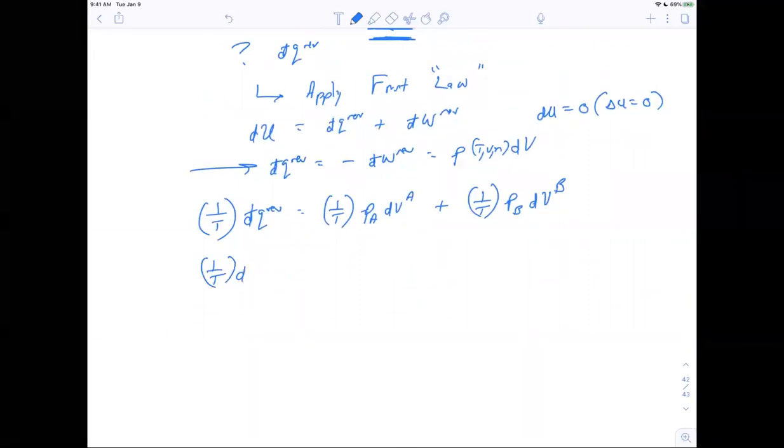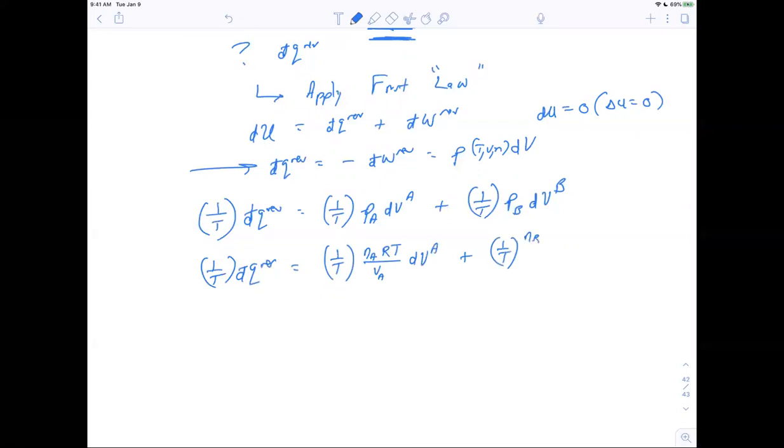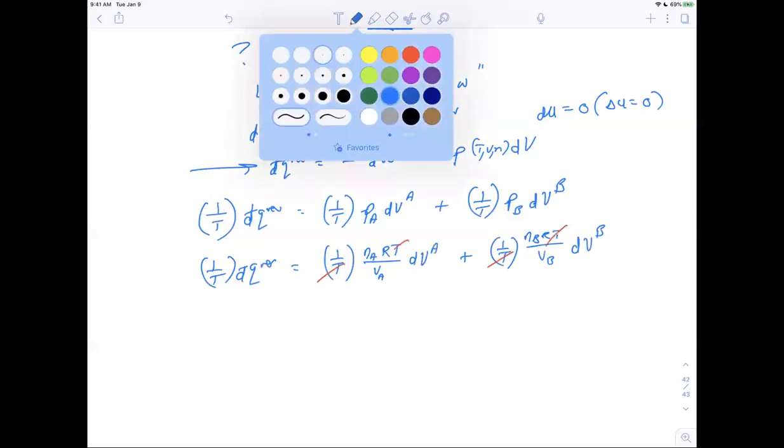1 over T dq reversible is equal to 1 over T, and now we just apply the ideal gas equation of state for P sub A, which is N sub A R T, where T is constant, and then we have a VA on the bottom, dVA. And then we have the same for the B particles, which is NB R T over VB times dVB. Very nicely, the T's cancel in both cases. This T will cancel with that T, and this T will cancel with that T.